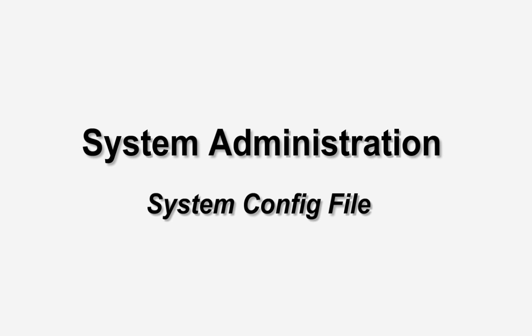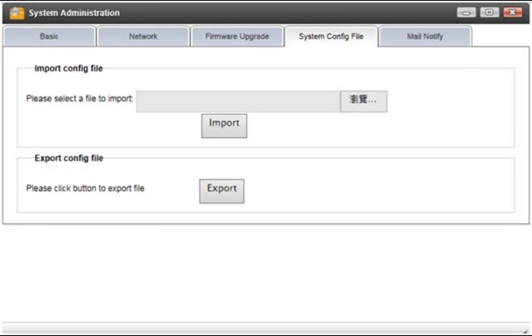System config file. To save system configuration data like network setting, user account setting for backup or system migration purpose.